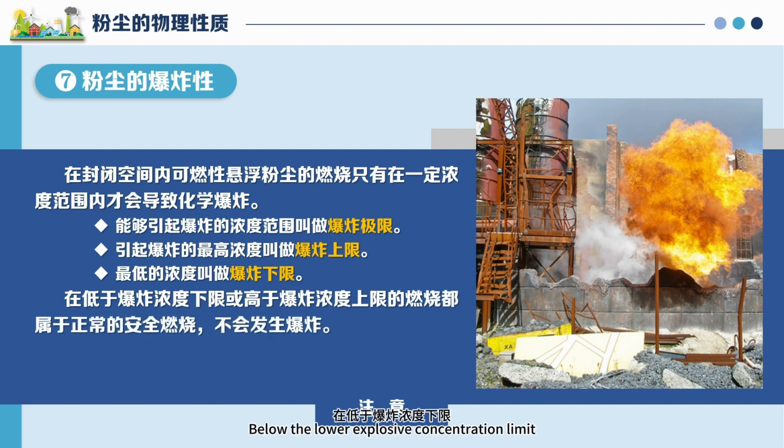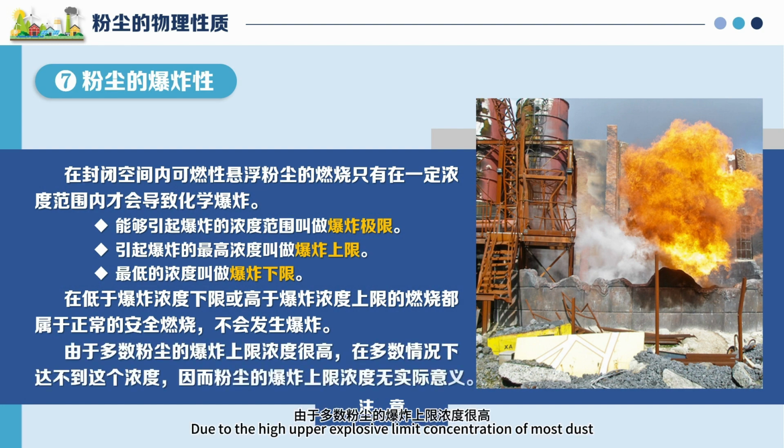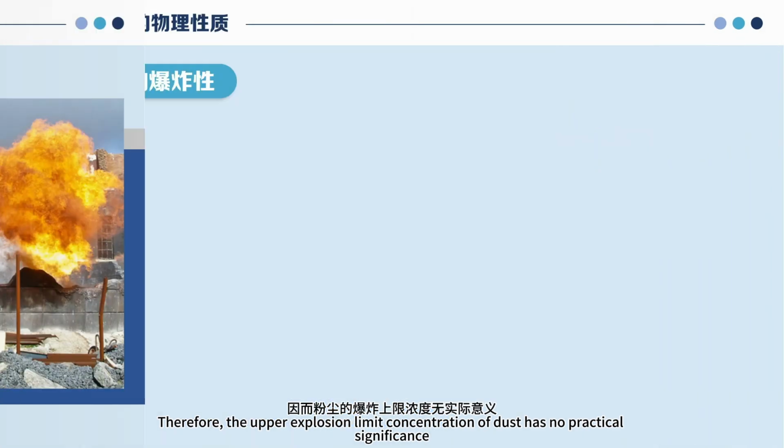Combustion below the lower explosive concentration limit or above the upper limit of explosive concentration is normal safe combustion. There won't be an explosion due to the high upper explosive limit concentration of most dust. In most cases, this concentration cannot be reached. Therefore, the upper explosion limit concentration of dust has no practical significance.